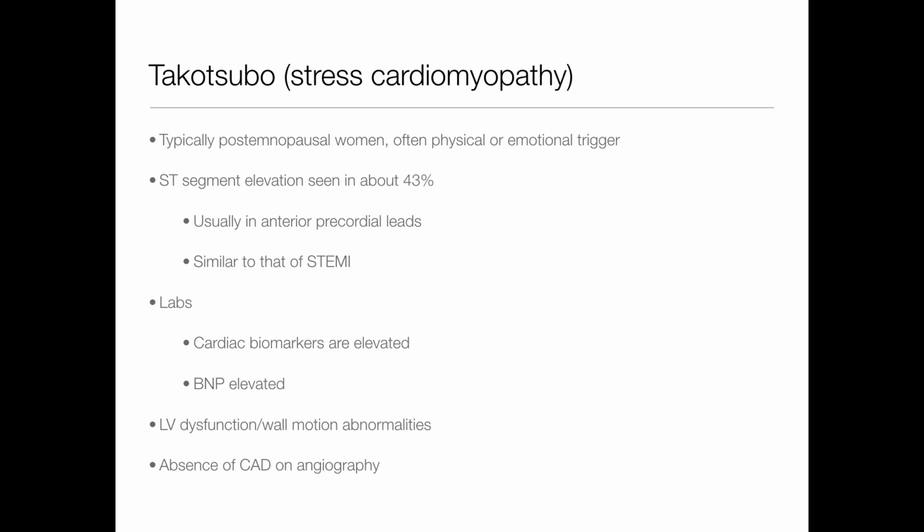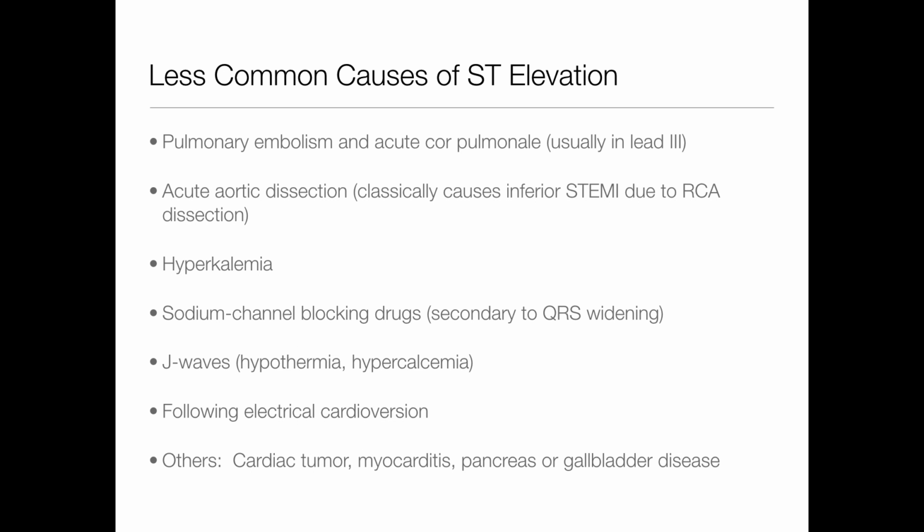And we see that their LV function is reduced, and that they've got a wall motion abnormality. In other words, when they look at the myocardium under an echocardiogram or a right heart catheterization, they can see that one of the ventricle walls is not moving or contracting like it should. They will even come back with positive biomarkers and maybe an elevated BNP, but the key here is that they have absolutely no coronary artery disease on the cath. These patients go to the cath lab, they're treated in just the exact same way as we would if we thought it was a STEMI.